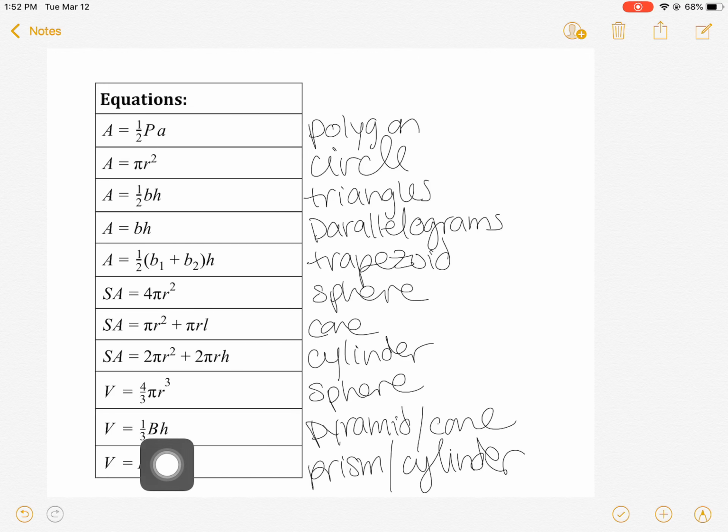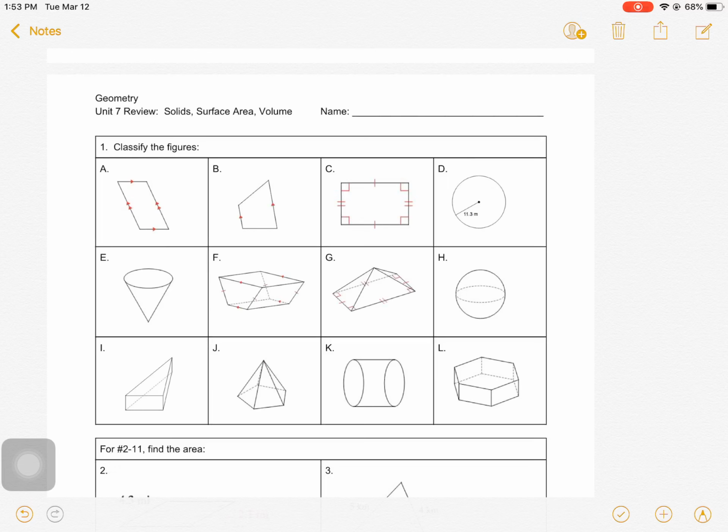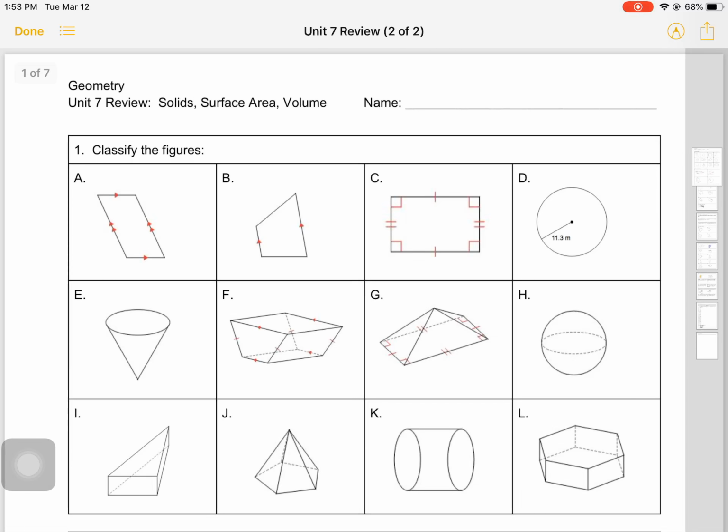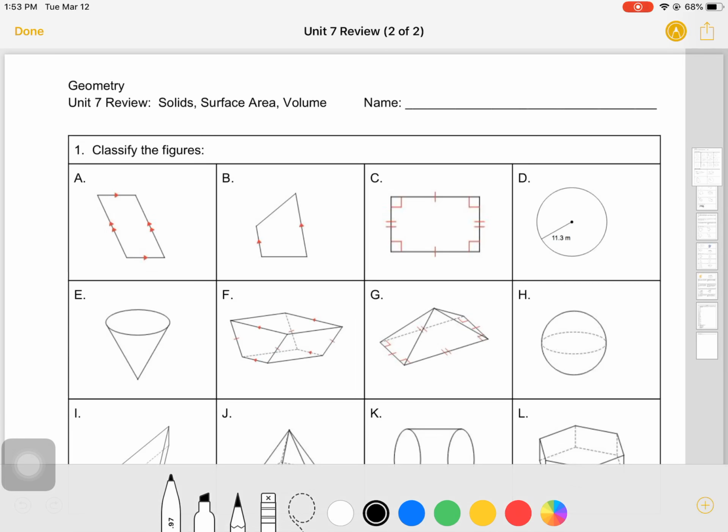I will not give you a word bank, so you will have to know them to be able to write them down, and that's the first part of your test. So make sure to study these so that you will be successful. The bulk of your review, though, is going to be this packet right here. So we're going to go over again just some of these highlights that are going to be important.